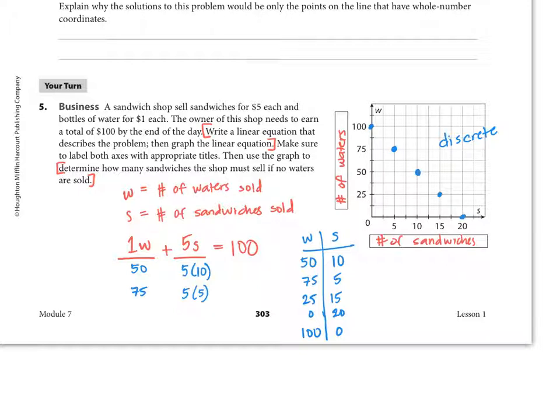But I went in 5s, and really we could sell 1 sandwich. It's hard to accurately mark 1 sandwich on here though. 1 sandwich would mean 95 waters are going to be sold. If you did a solid line, that's fine, especially if you've written discrete, but I'm going to do dashed to say that we have some extra values in between. It's just not all of them. It's not all real numbers.